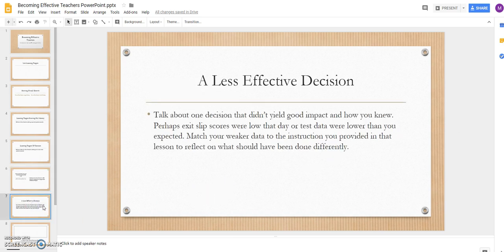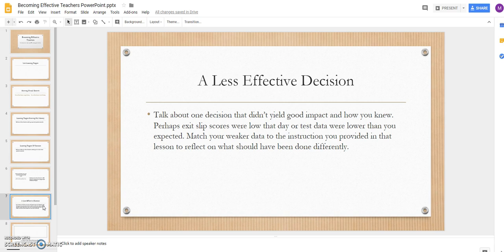The next slide is a less effective decision. We want you to talk about one decision that didn't yield good impact and how you knew. So maybe the formative assessment that day wasn't great. Now you may have course corrected, and it's fine by the summative assessment because you retaught, but you really did have to go back and reteach because that formative assessment didn't turn out well. Or perhaps you know it's a less effective decision because on your summative assessment, the scores were not what you wanted them to be. So this is a less effective decision.